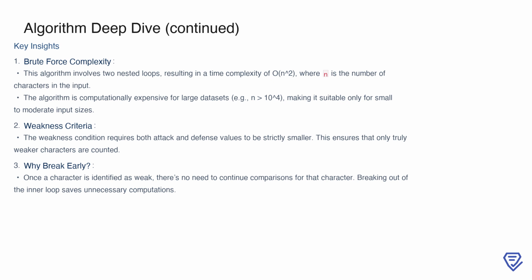This highlights the importance of considering the algorithm's efficiency. Also, the weakness condition is worth emphasizing. For a character to be classified as weak, both its attack and defense values must be strictly smaller than those of another character. This ensures that we only count characters that are unequivocally weaker. Furthermore, the use of a break statement to exit the inner loop early when a weak character is identified helps avoid unnecessary computations, making the algorithm marginally more efficient within the brute force framework.